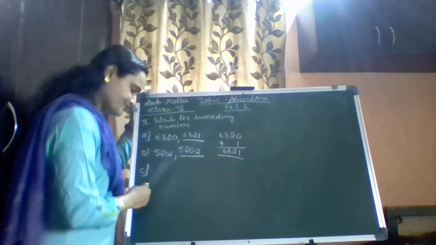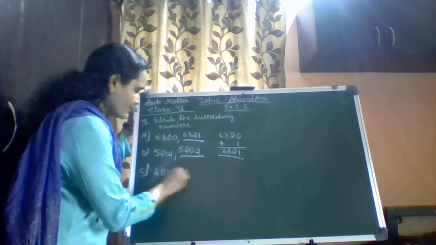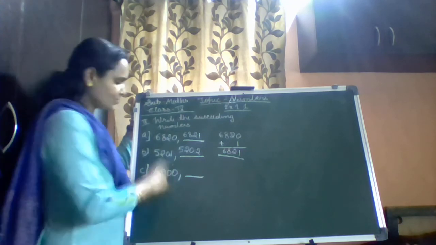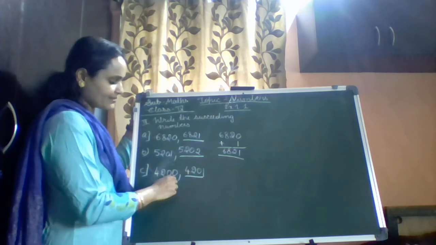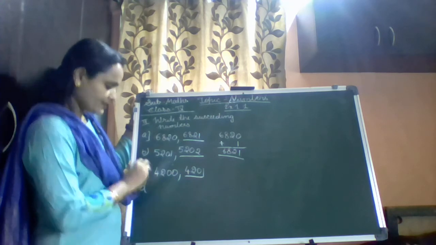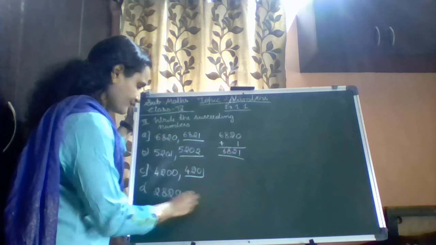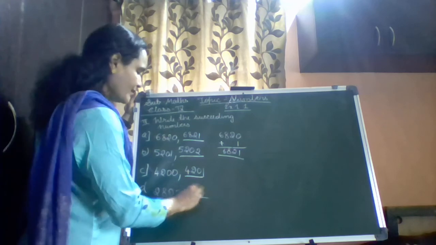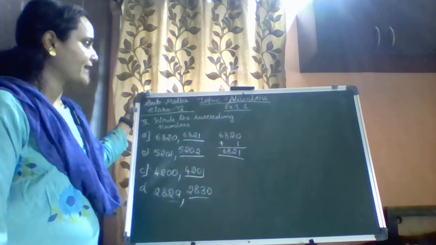I'll do one more sum. 4200. After 0, the next number is 1. So the next number would be 4201. You have to change only the last digit. Okay, next one: 2829. The next number after 29 is 30. So the number would be 2830. Okay, this is how you write the succeeding number.